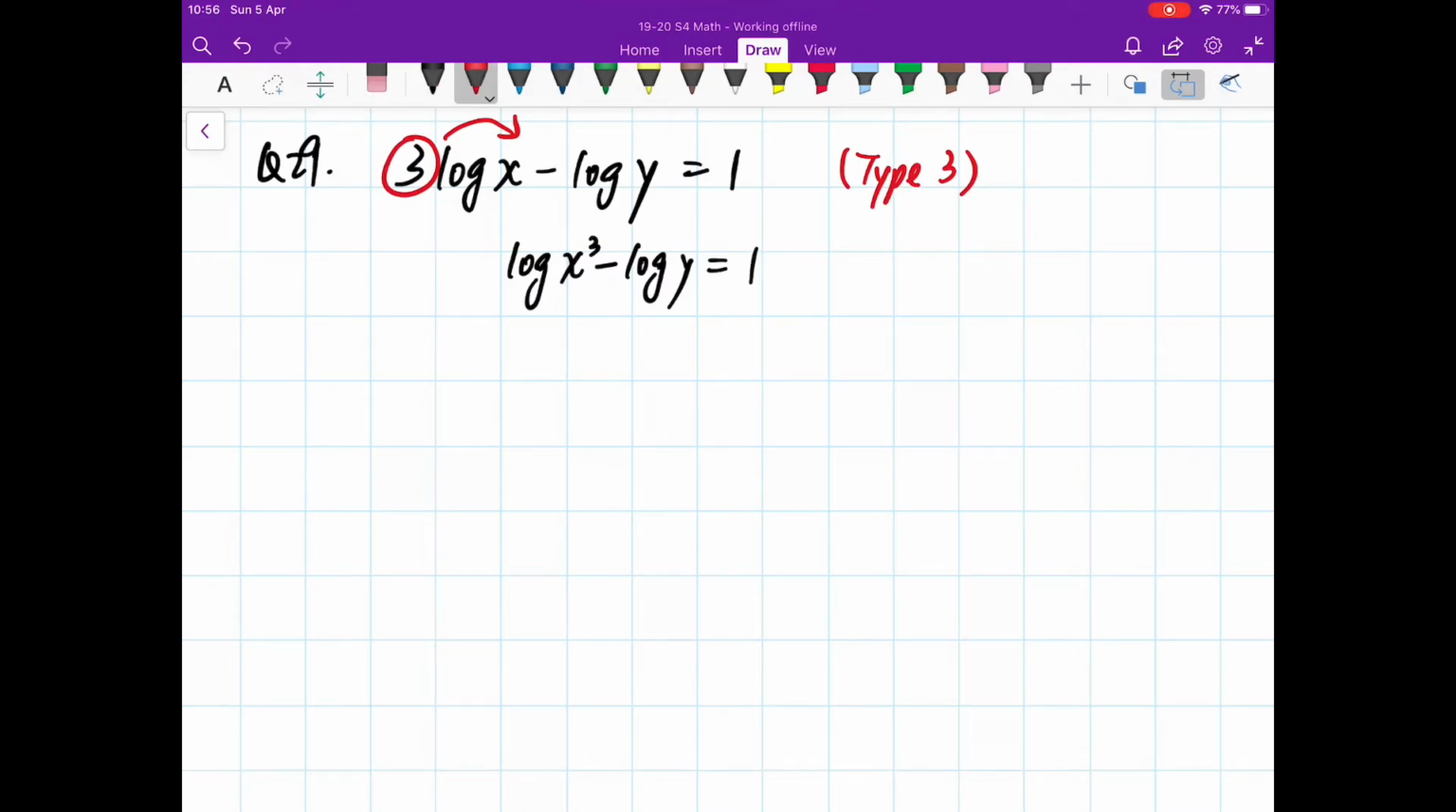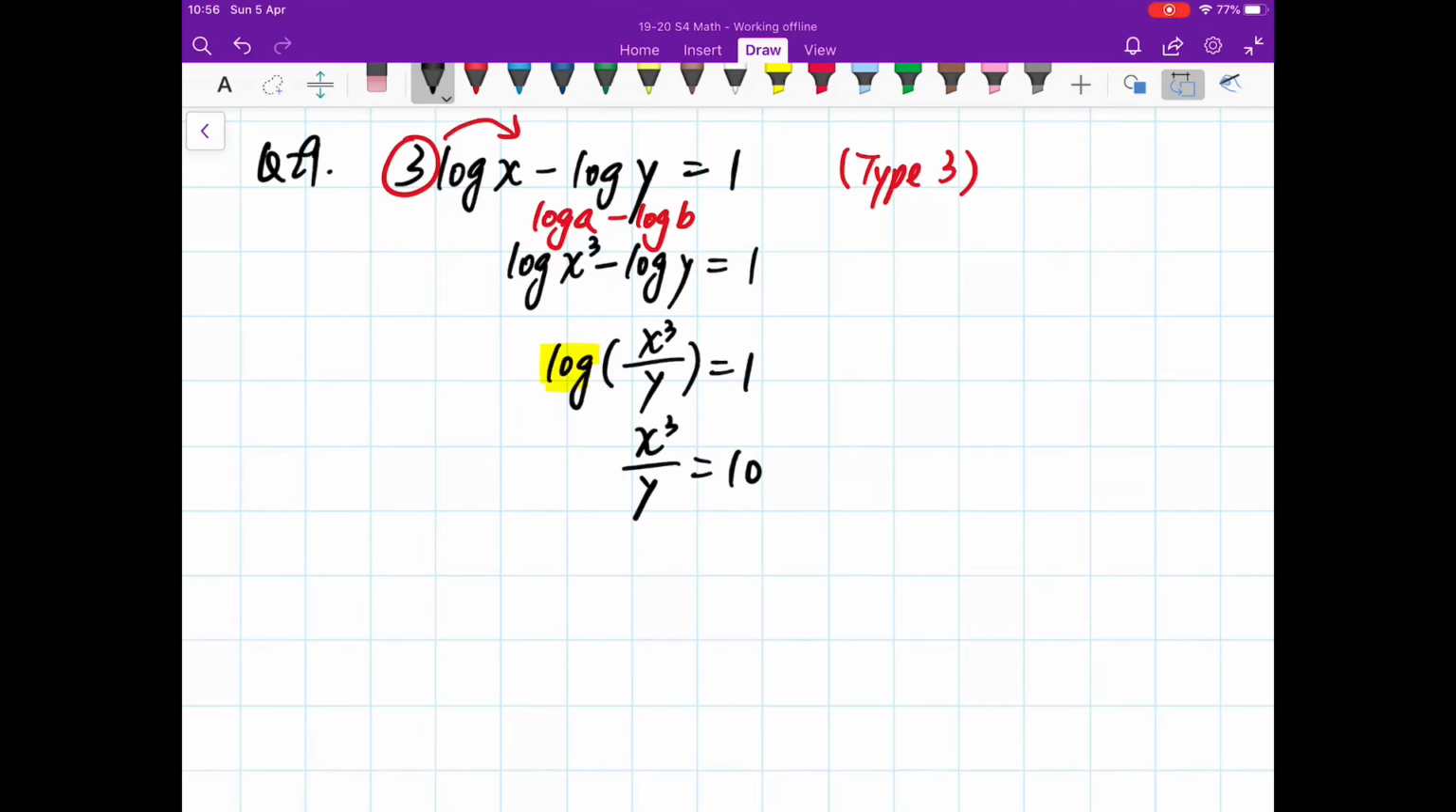So afterwards, we can group the log x cubed minus log y by the property of log A minus log B, so that it will become log of x cubed over y equals 1. And then we can convert the log function again. X cubed over y equals 10 to the power 1. That is 10. And finally, x cubed equals 10y.